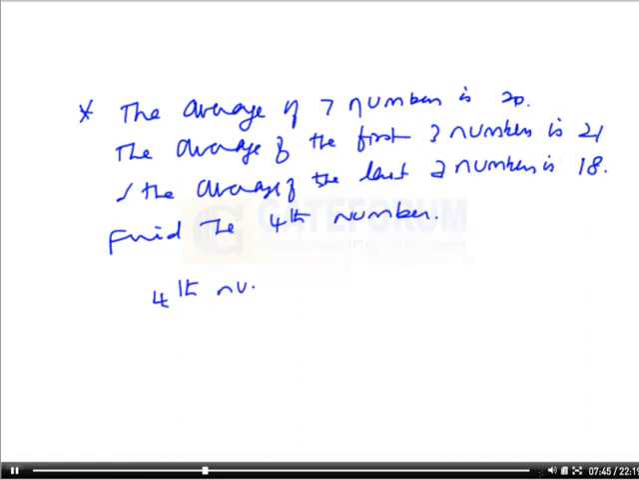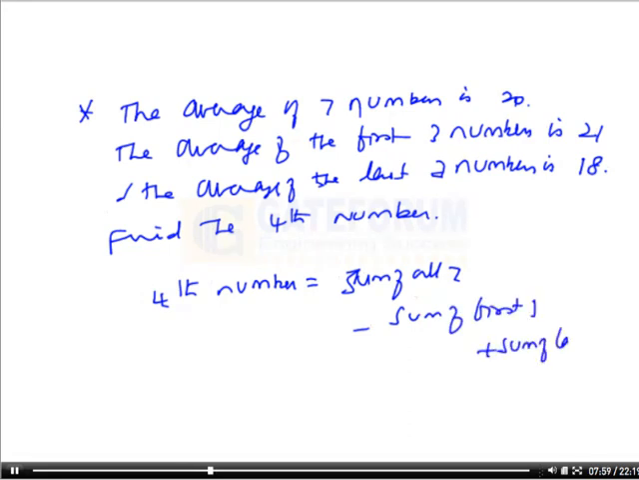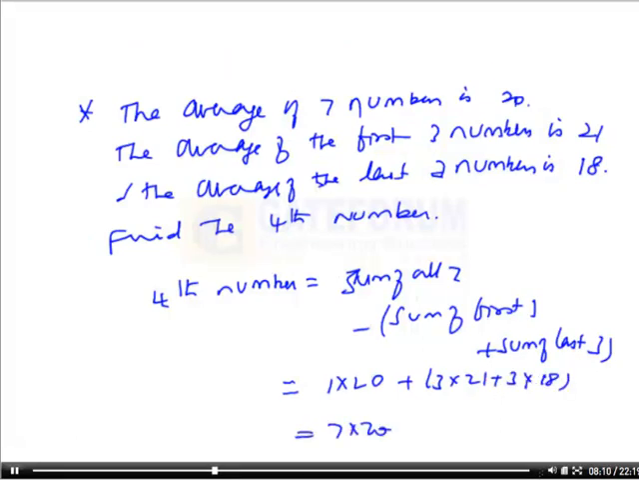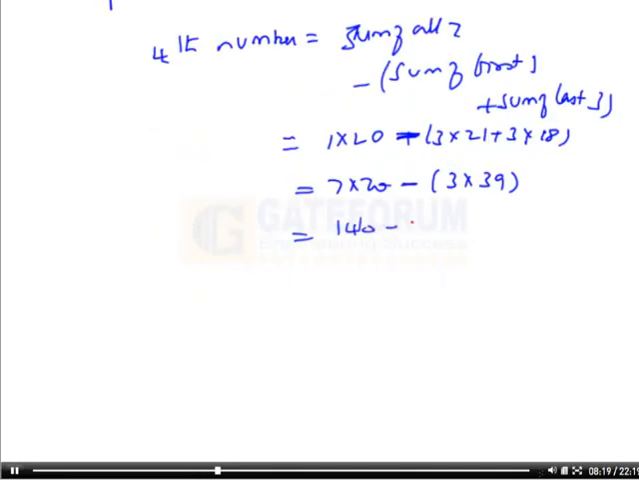So the fourth number is equal to the sum of all the 7 minus the sum of the first 3 and the sum of the last 3 numbers. So 7 into 20 minus 3 into 21 minus 3 into 18, which is 7 into 20 minus 3 into 39. So 140 minus 117. So the fourth number is 23.